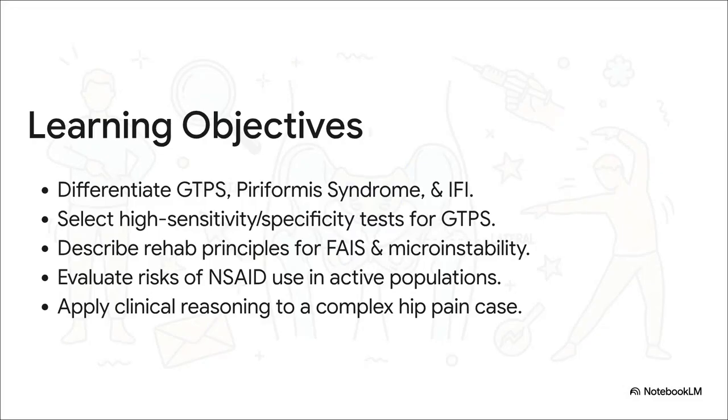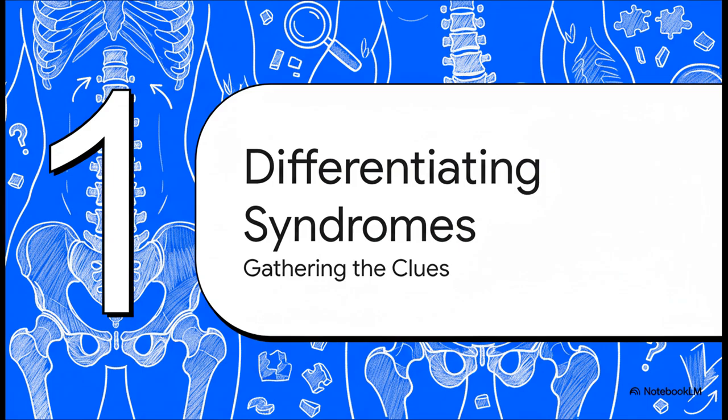So here's our game plan for this diagnostic deep dive. First, we're going to get really good at telling the difference between the key players here. Then we'll zero in on picking the right tests, the ones with the best stats to back them up. After that, we'll get into the rehab for conditions inside the joint, and we're going to take a hard look at a really common recommendation, NSAIDs. By the time we're done, you'll be able to pull this entire framework together to crack a tough case. This is your blueprint.